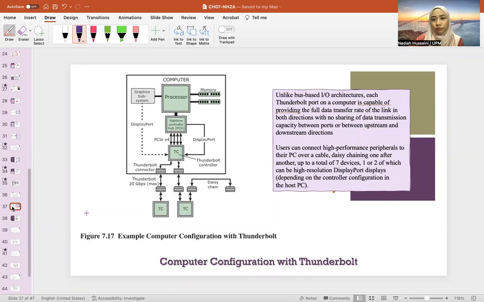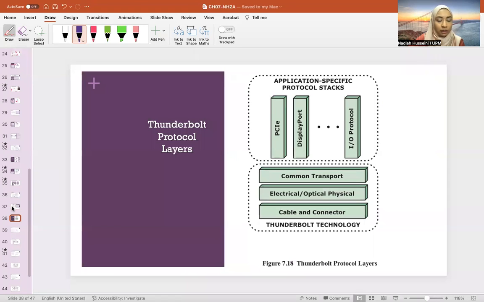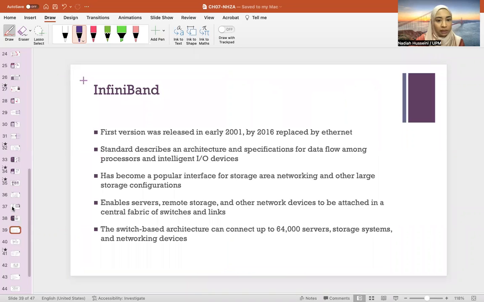Computer configuration with Thunderbolt. Let's not go through this. And then we have the Thunderbolt protocol layers, not important for our class.